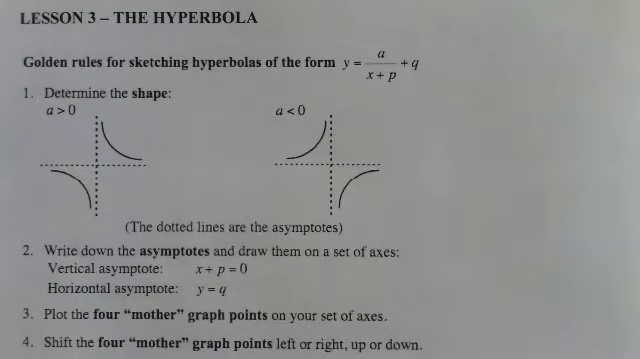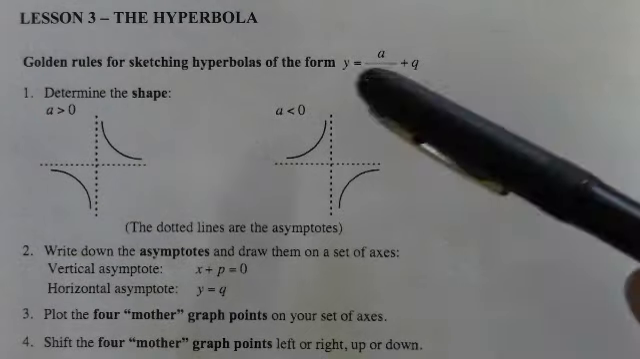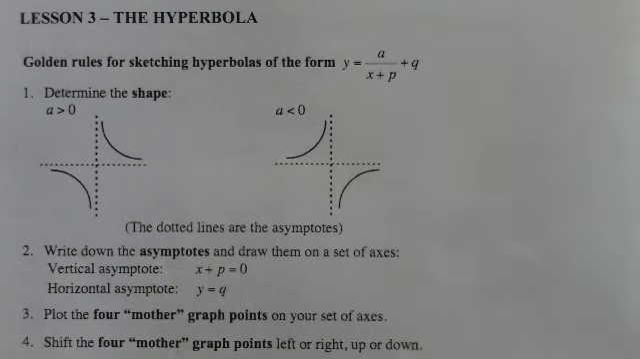Let's get started on the hyperbola now. Alright. This is the graph where x is in the denominator. Same principles. With x plus p, a positive p means you're moving in the left direction, and a negative p means you're moving in the right. Same principles. A positive q is up, and a negative q is down.